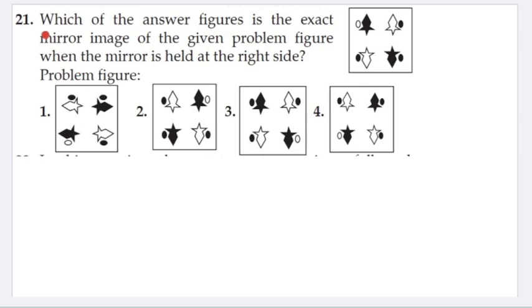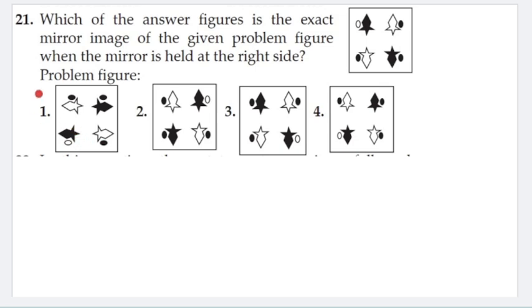Now moving on to the 21st question. Which of the answer figures is the exact mirror image of the given problem figure when the mirror is held at the right side? So right side means the mirror is held here. So when the mirror is held here, we are asked to find the mirror image of this picture here.